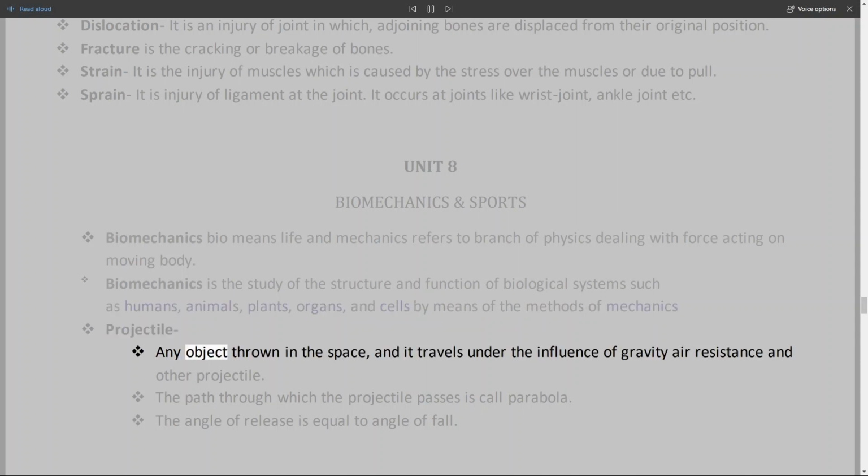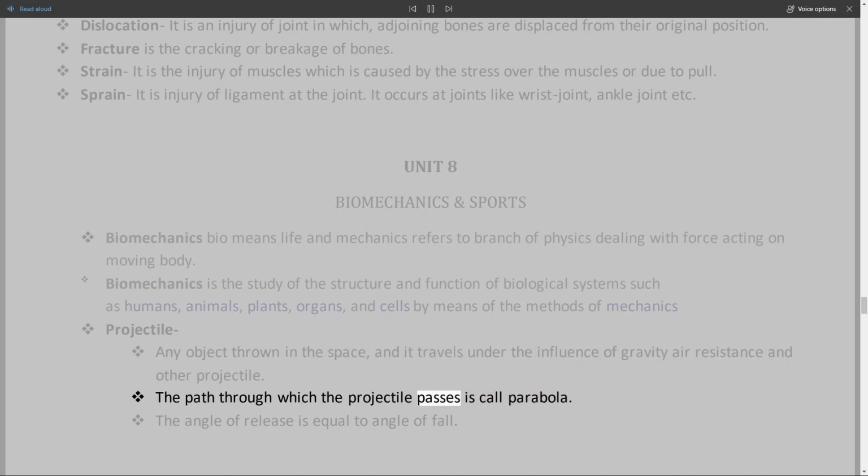Projectile: any object thrown in space, and it travels under the influence of gravity, air resistance, and other forces. The path through which the projectile passes is called a parabola. The angle of release is equal to the angle of fall.